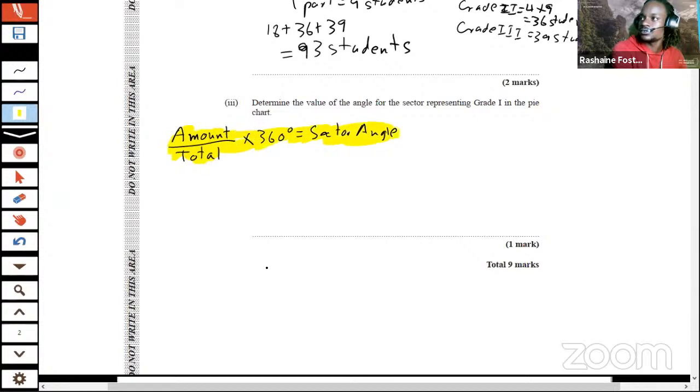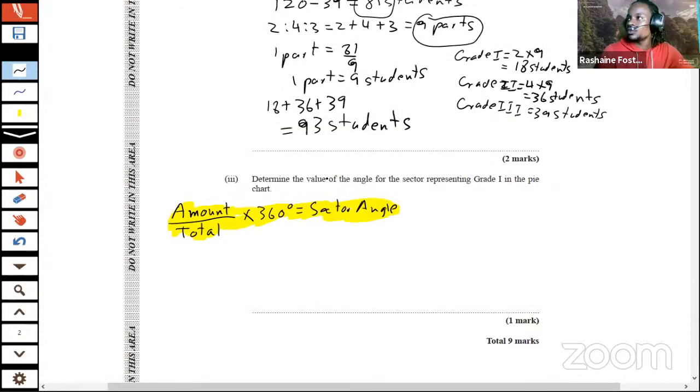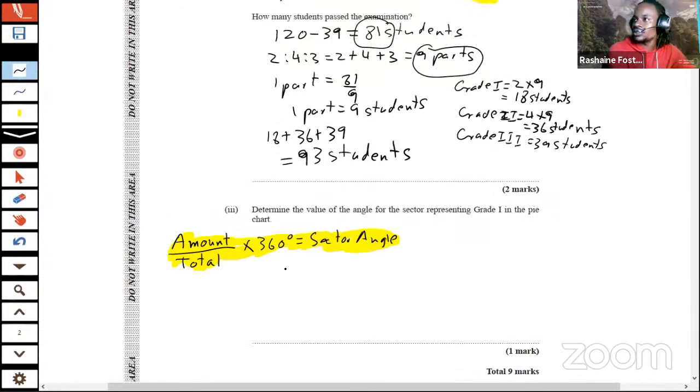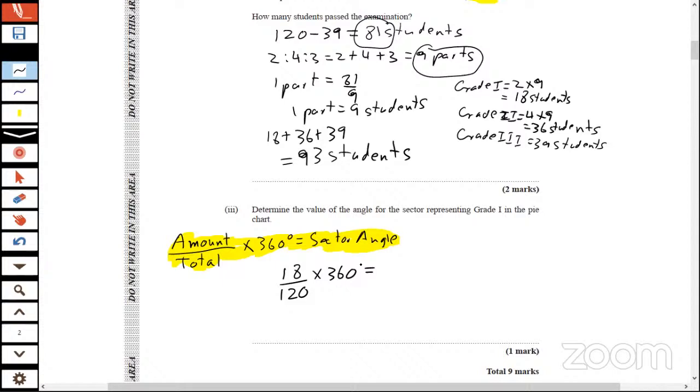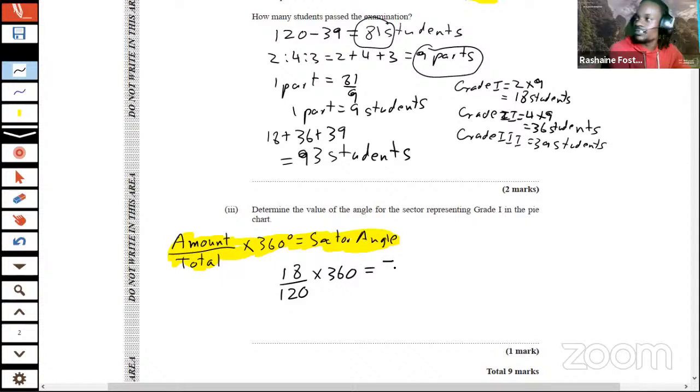All right. So what's the amount? If we go back up, we know that grade 1 is 18 students. What's the total? That's 120 students. You then multiply that by the total amount of degrees, which is 360 degrees. And can I get an answer right here? 54 degrees. All right, perfect. So 54 degrees.